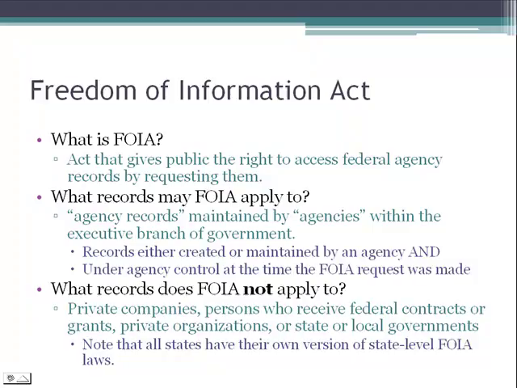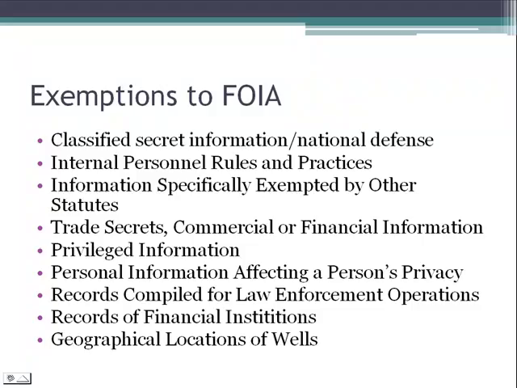Like everything with Congress, they can't just make a law and say this is what the rule is. You have to have lots of exceptions and exemptions, and FOIA is no exception. There are 9 different recognized exemptions to FOIA, but really only 2 of them will possibly apply to the NAIS data. The first one is the trade secrets, commercial or financial information, but the one that's really going to be important is the information specifically exempted by other statutes.